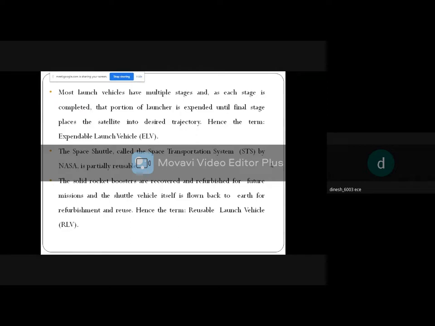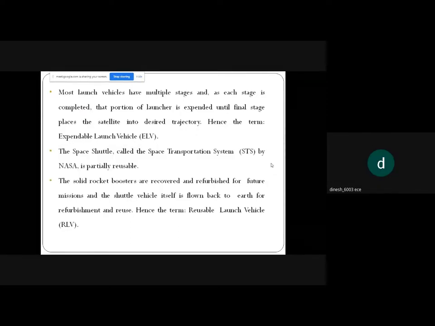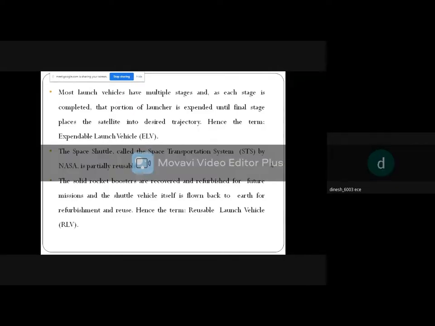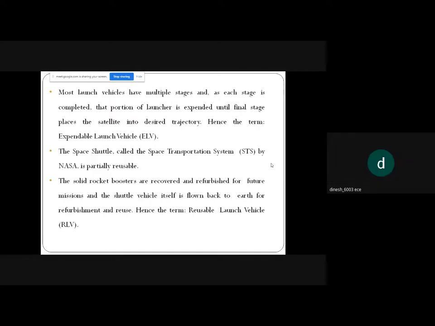So if it comes back to the Earth's surface, then again they refurbish it, repair it, do maintenance, reuse it, and they again launch it, which we call a shuttle. The name is space shuttle, which is a part of NASA's space transportation system. So that type of launch vehicle we call a reusable launch vehicle.